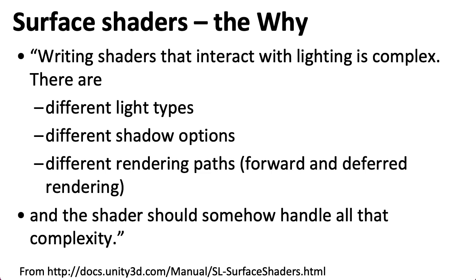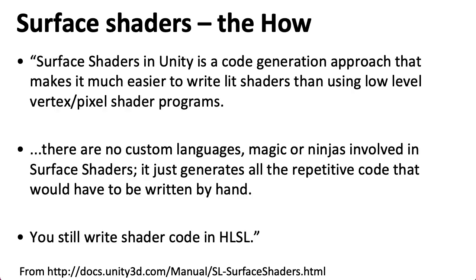That's a massive amount of code, has a massive amount of passes, and it needs all that complexity largely to handle all those different kinds of lights. Surface shaders in Unity is a code generation approach that makes it much easier to write lit shaders than using low-level vertex pixel shader programs. There are no custom languages, magic, or ninjas involved in surface shaders. It just generates all the repetitive code that would have to be written by hand. You still write shader code in HLSL.